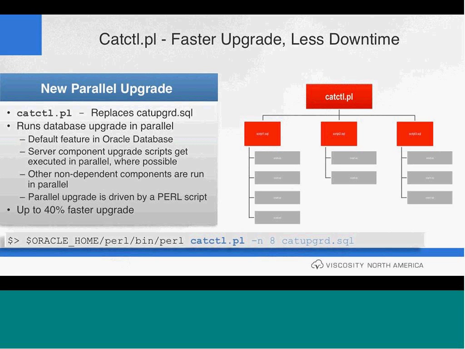Underneath the covers, some upgrade scripts are run in parallel, and anything that has a possibility of running in parallel is executed underneath the covers in parallel. It's a Perl script, and you specify the number of slaves you want, and it runs anywhere between 30 to 40% faster than a traditional catupgrade.